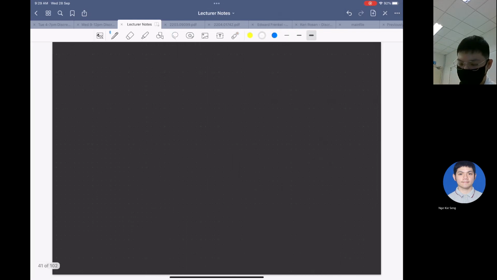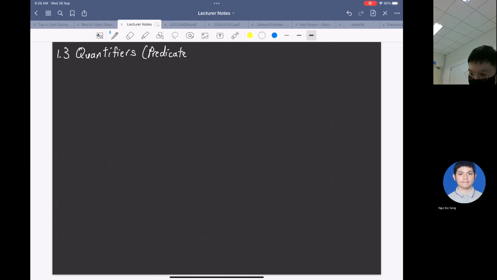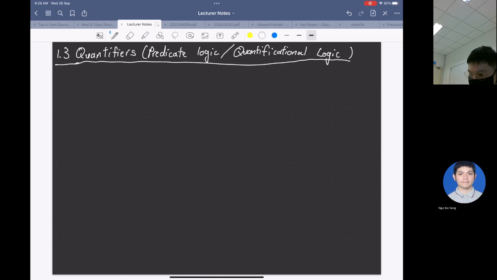Okay, next we're going to cover quantifiers. Now our propositions will include variables. It's like a function. So one sentence, like we group a lot of sentences together. How do we group the sentences together?